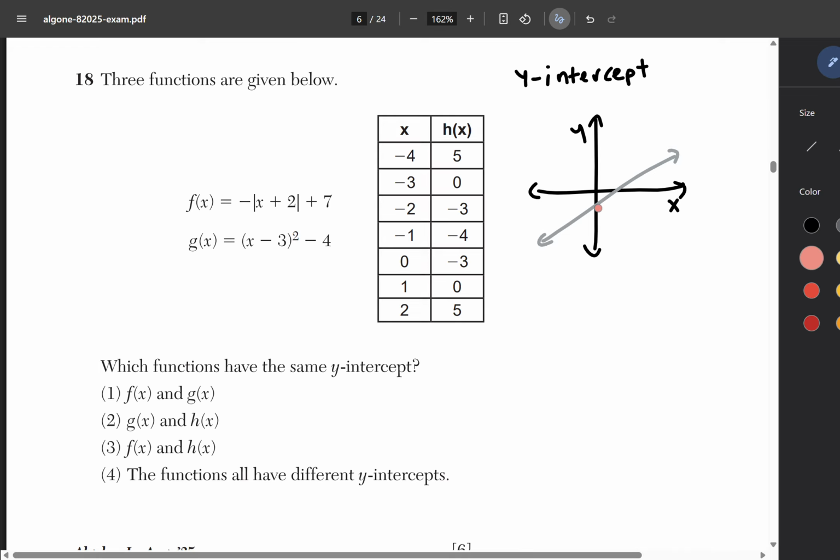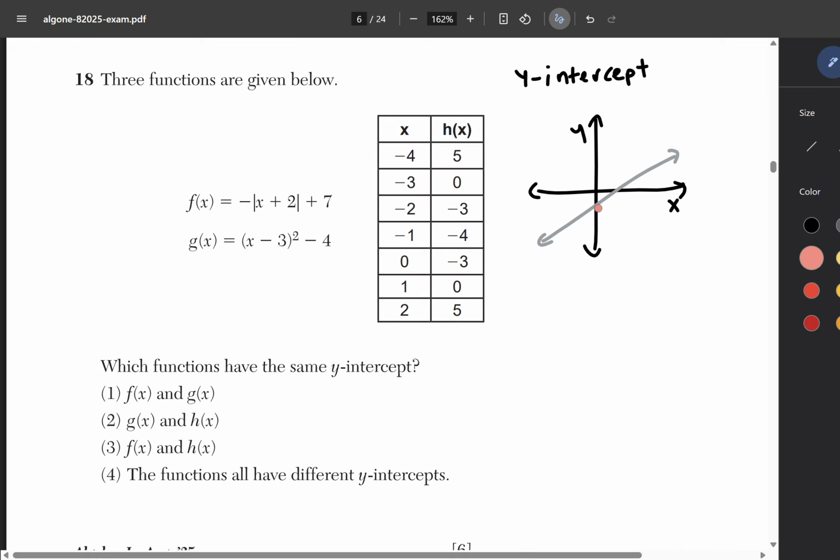So when we go back to this original question, we are given f of x, g of x, and h of x. F of x and g of x, one's a quadratic, one is an absolute value function, and the third is a function written as a table. We don't exactly know what type of function this is just by looking at it, but we can assume it's a function because the problem says so. So the question asks, which of the following have the same y-intercept? I'm just going to show you how to find the y-intercept for all three functions.